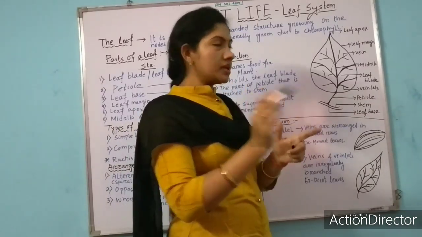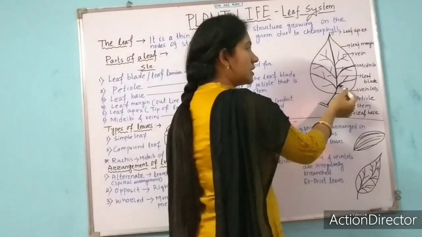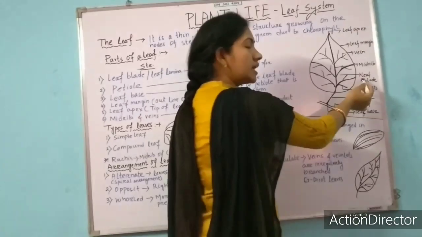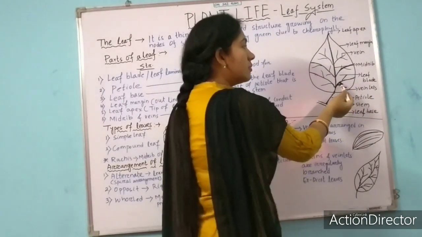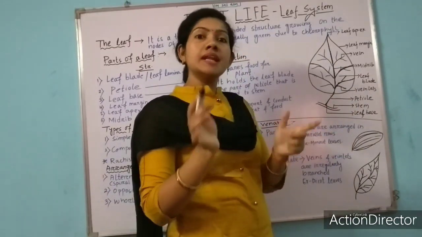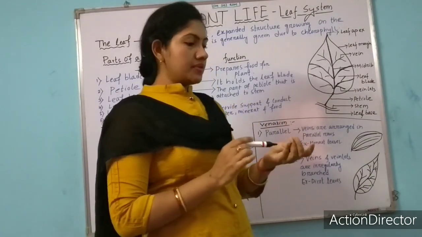Remember, again I am telling, the middle one we call the midrib. From the midrib, extensions arise. We call them veins of the leaf. From the veins, again extensions arise. We call them veinlets. Okay, midrib, veins and veinlets.